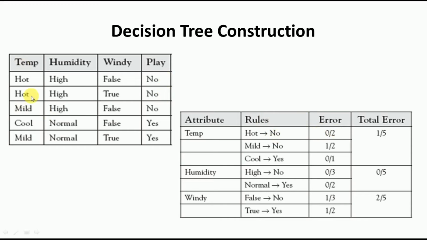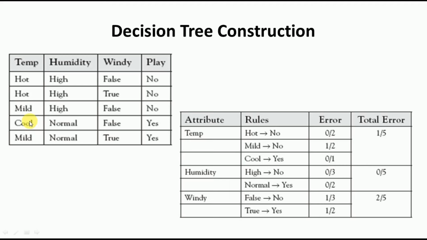We'll take one more example. Temperature is equivalent to mild. How many times is mild appearing? 2 times. What are the possible decisions? No and yes. One time it is yes, one time it is no. So what should be the decision or the rule here? You can take any of these. Mild is equivalent to no you can take, or mild is equivalent to yes you can take. If you take no, one incorrect decision. If you take yes, there will be one incorrect decision. So 1 by 2 is the incorrect decisions.